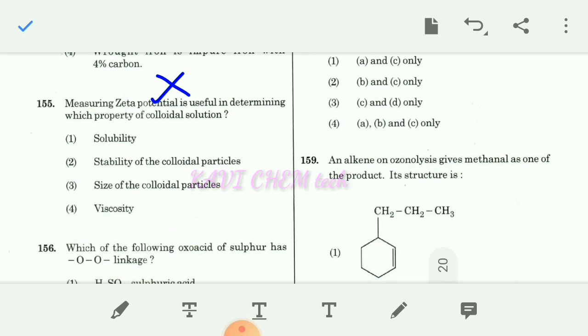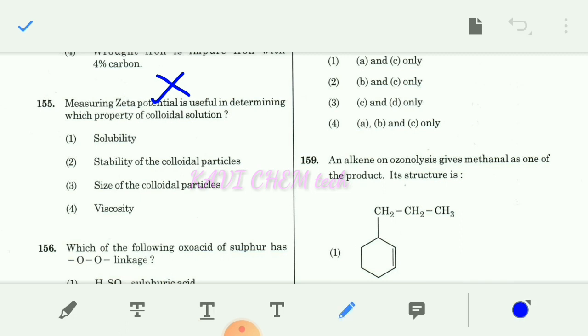Next, question number 155, measuring the zeta potential. The zeta potential is used for determining which property of the colloidal solution? Zeta potential is used for measuring the stability of the colloidal solution.